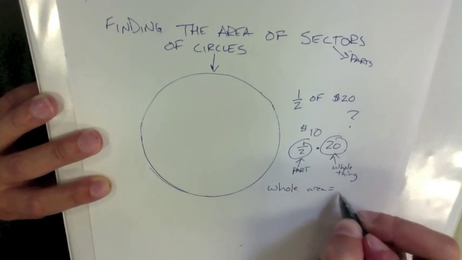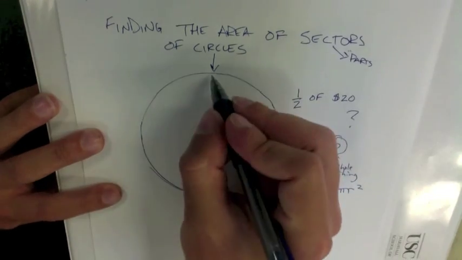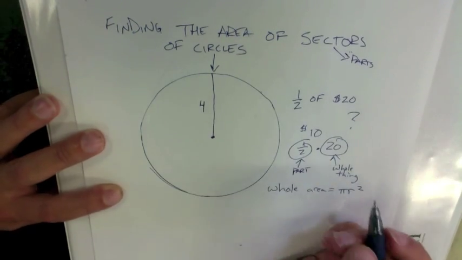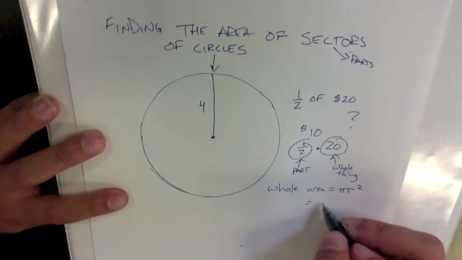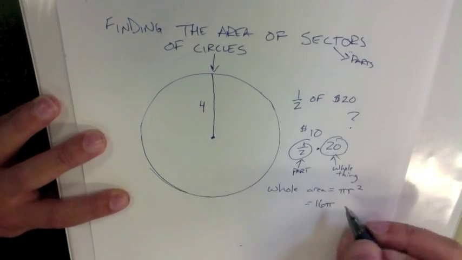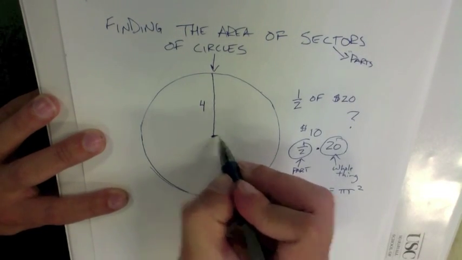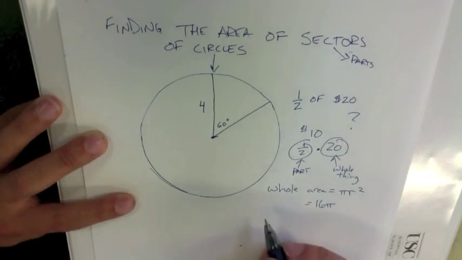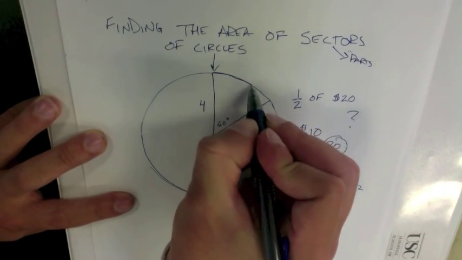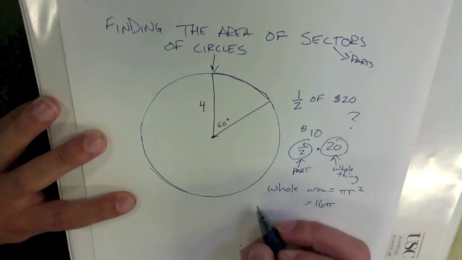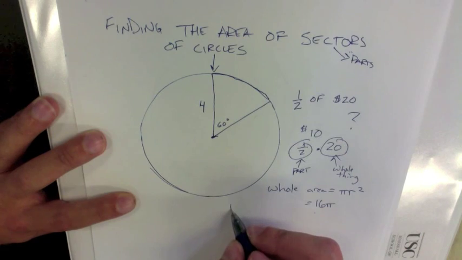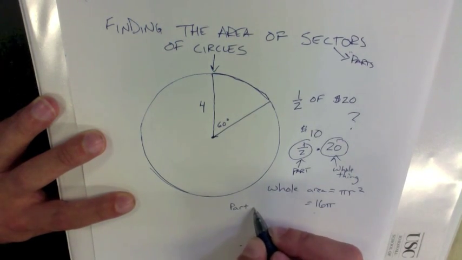And now we're going to look at the whole area of this circle, so we need some more information. A radius here will do, and so if the radius is 4, then we know the whole area of the circle's pi r squared. 4 squared is 16. But we also need some other information as well. So we're going to need to know what sector they're talking about. In this case, a 60-degree angle sector.